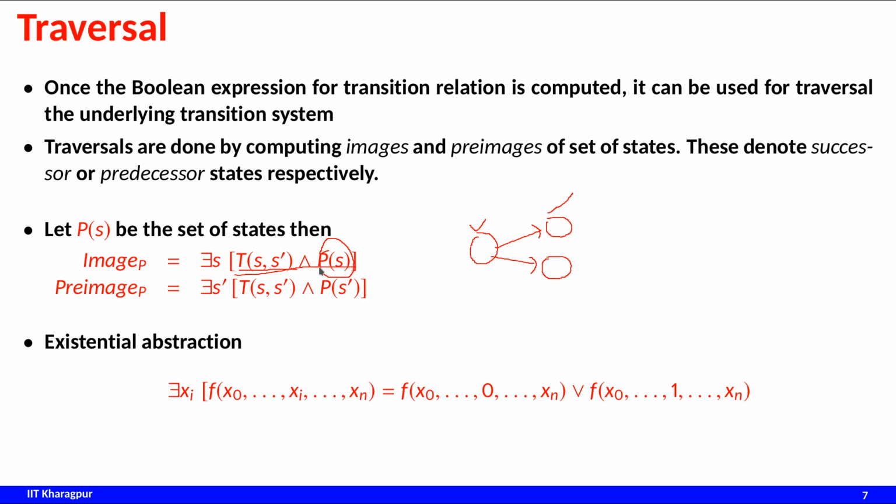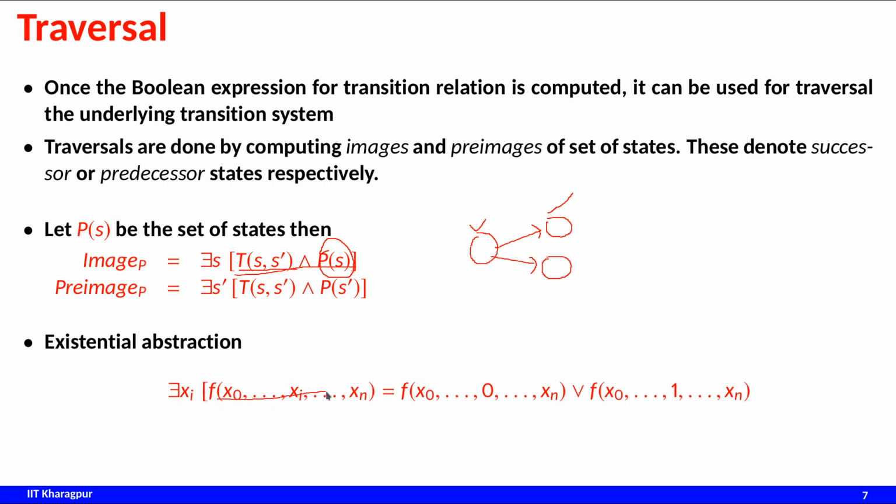So I just existentially abstract out. It effectively means whatever may be the value of the present state, I only want to figure out the next state. So which can be expressed in this manner.